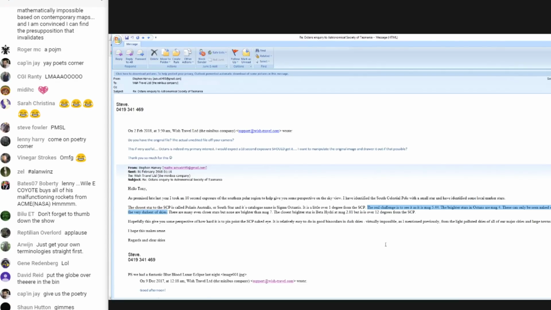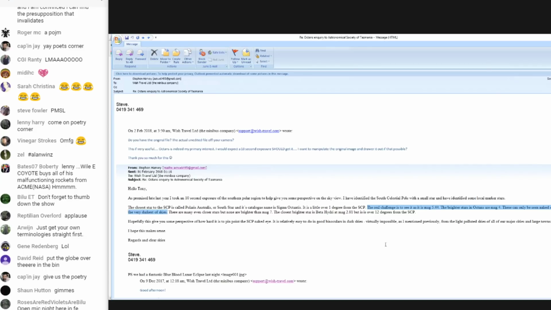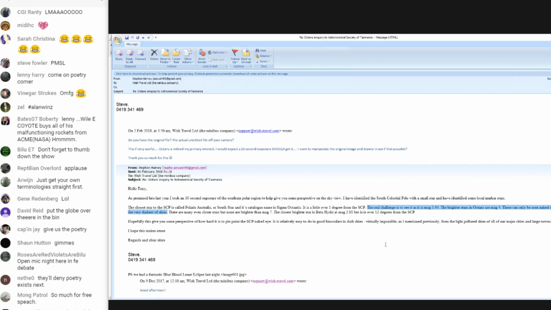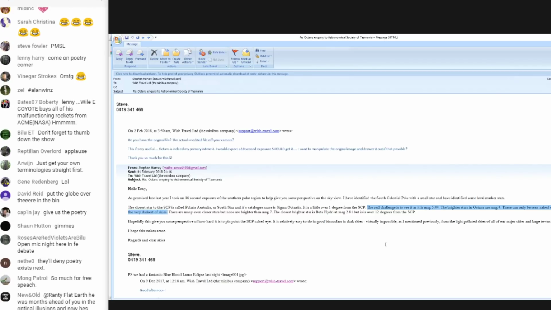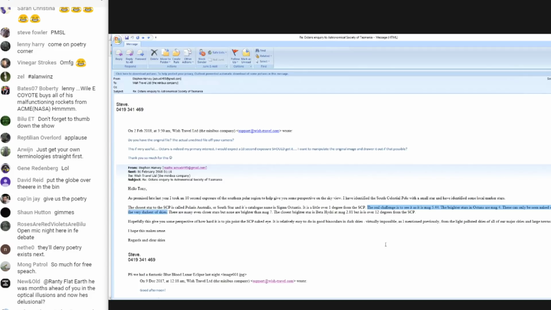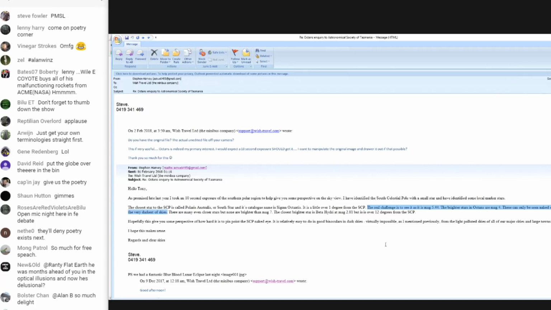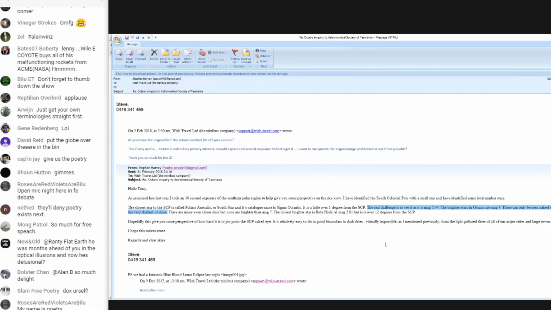Right, so what's your name? Jimmy. Do you want to tell me how I've got this interpretation wrong? It reads, quote, "The real challenge is to see it as it is a magnitude 5.44 star. The brighter stars in Octans are magnitude 4. These can only be seen in the right." So the brighter stars of Octans, not the star Sigma Octantis itself, but the brightest stars within Octans are only 5.44.